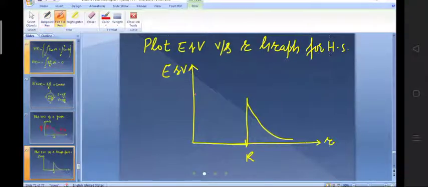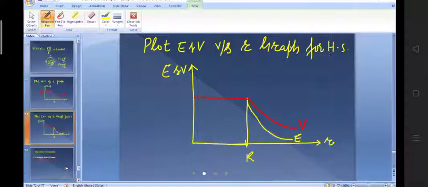The potential graph will obviously be something like this. Inside it is a constant, then outside it is proportional to 1 divided by R. That means the slope will be lesser, the steepness will be lesser. So this is the potential graph and this is the field graph, for a hollow sphere. Okay, I'm sure this is now clear to you.